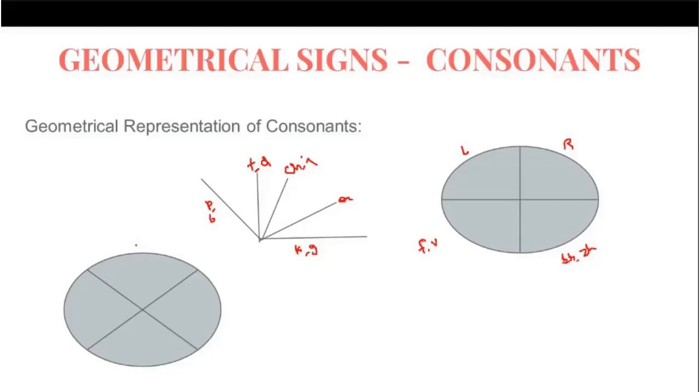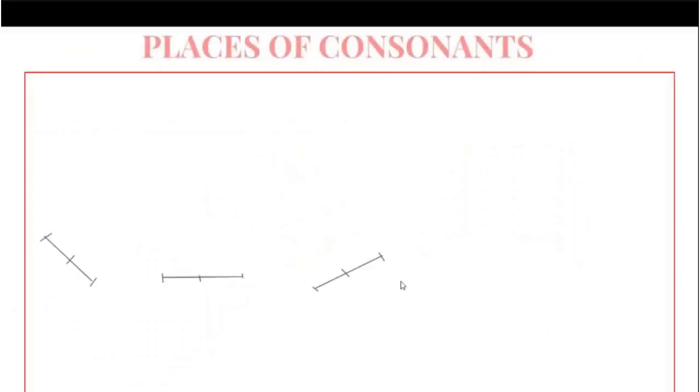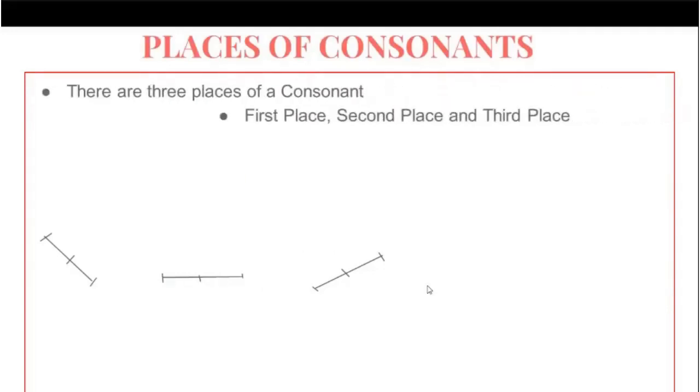It is M. It is N and E. It is H and D. It is S and G. These are the geometrical signs representing the different strokes. Now we should understand what are the places of these consonants. There are 3 places of each consonant.